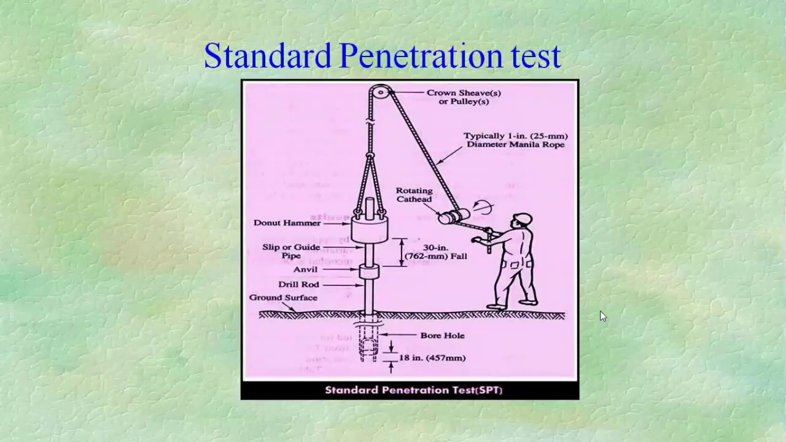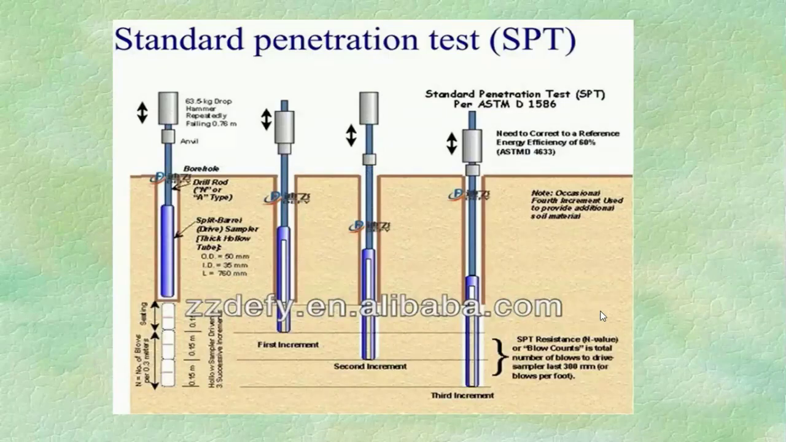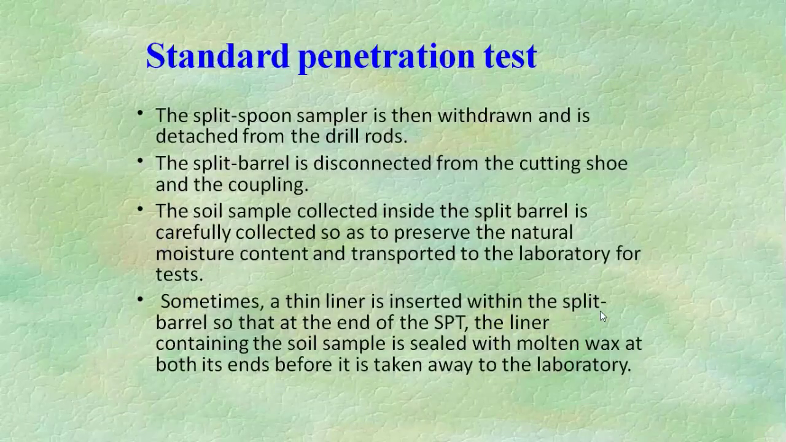So this is the standard penetration test setup. The requirements to conduct SPT are a standard split spoon sampler, a drop hammer weighing 63.5 kg, a guiding rod, a drilling rig and a driving head, of course.